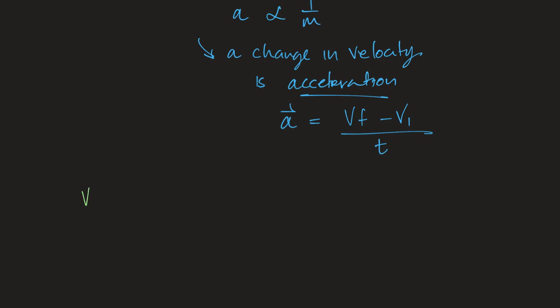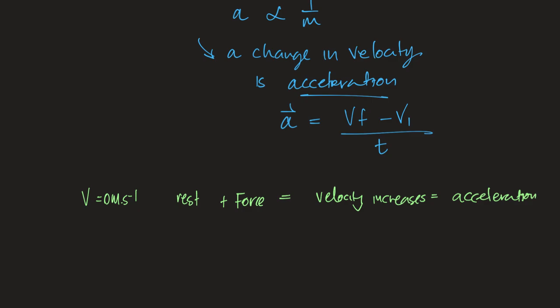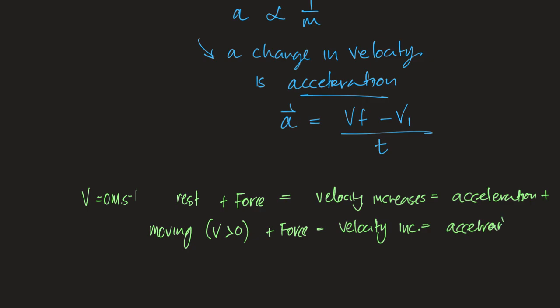Let's say I have velocity is 0 meters per second. So if something's at rest and I apply a force, then I'm going to have velocity increases and I'm going to get acceleration. So I'm going to get a positive value for acceleration. Let's say I'm moving, which means my velocity is greater than 0, and I add a force to that, then again, my velocity will increase, and I'm going to get acceleration. So again, a positive value for acceleration.